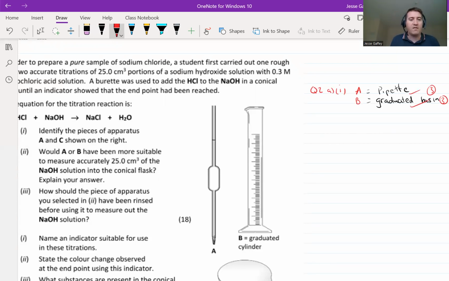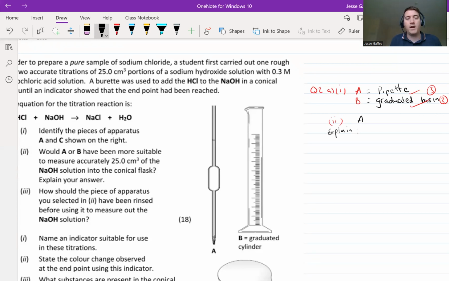Would A or B have been more suitable to accurately measure 25 centimeters cubed of the NaOH solution into the conical flask? Explain your answer. Okay, so this is A part 2. So first of all, choose A or B. Which one is more accurate? A or B? Okay, I'm hoping that you said A. And explain. Why is A more accurate? So pause the video and write in an answer. Why is A more accurate than B?